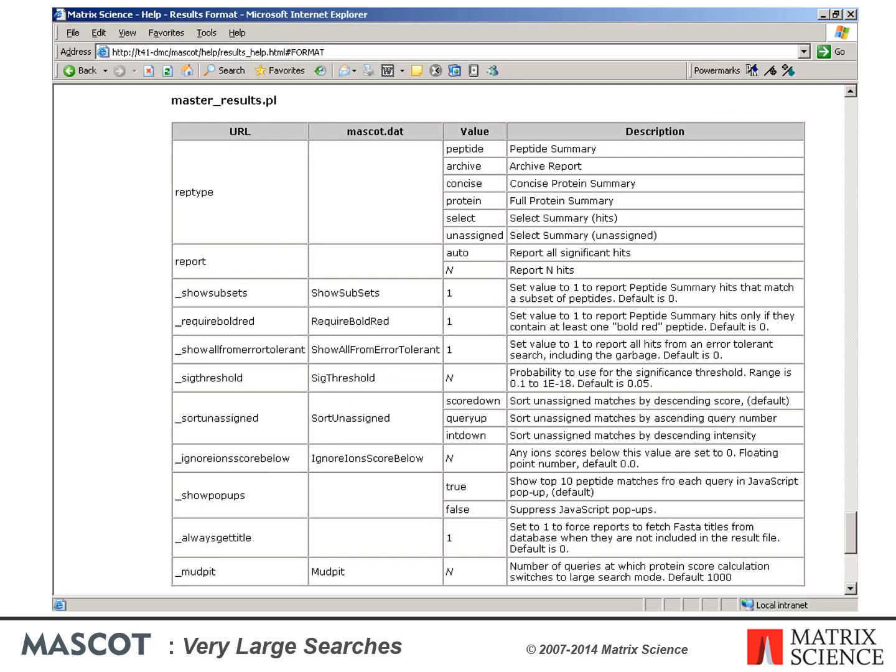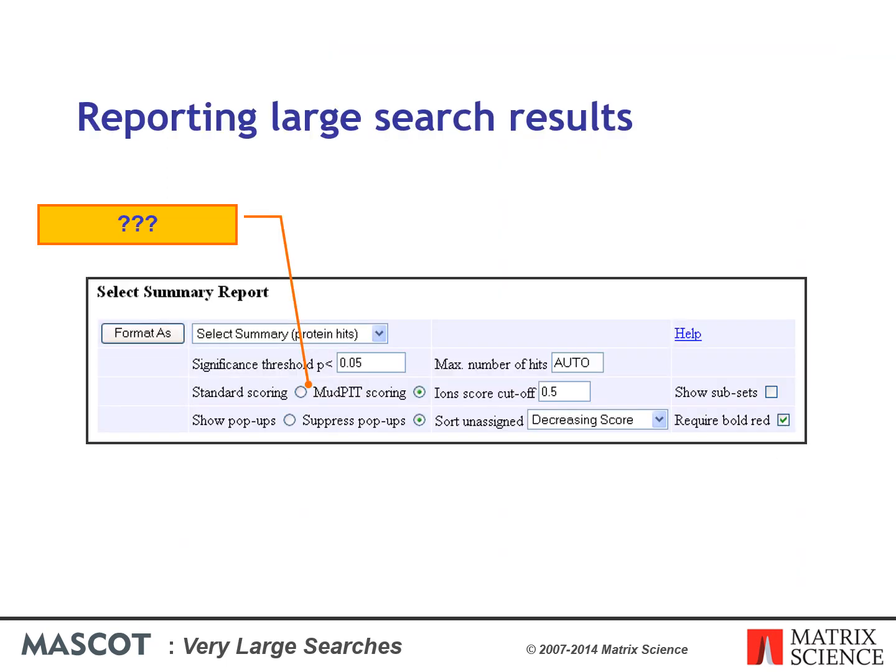If you can't remember these URL parameters, just click on the help link. What do we mean by standard scoring and Mudpit scoring?